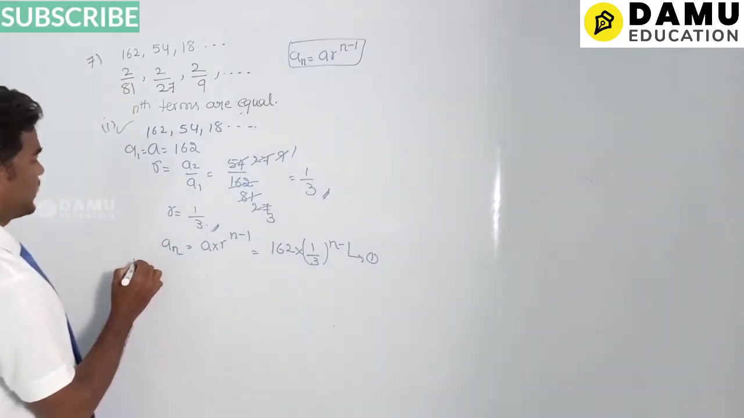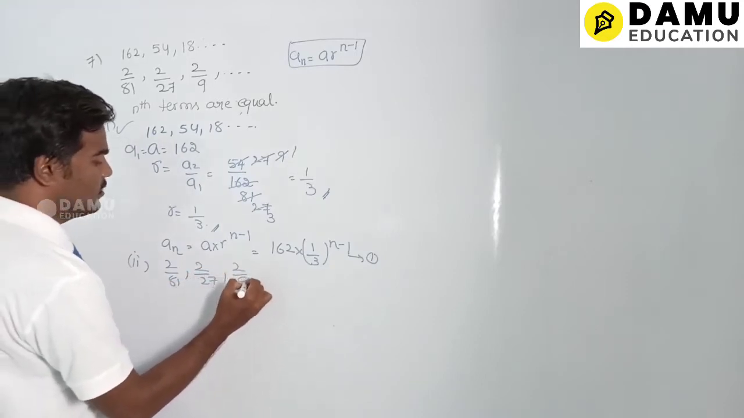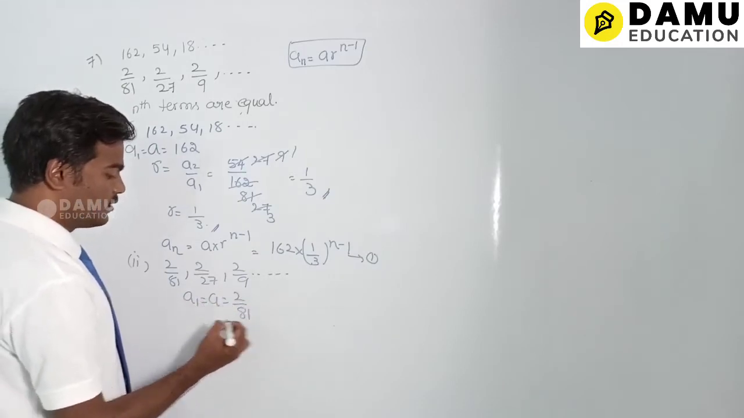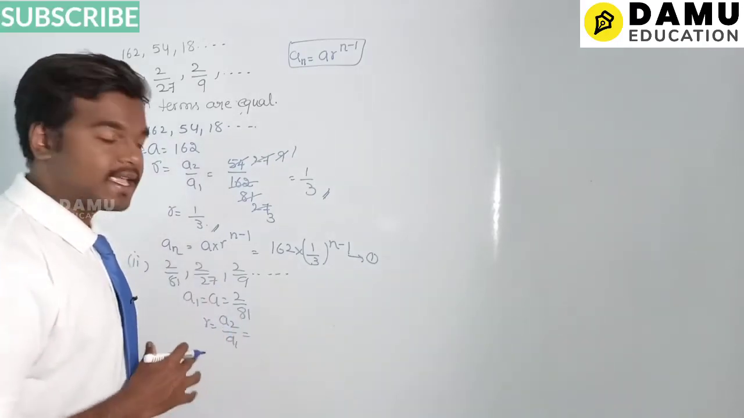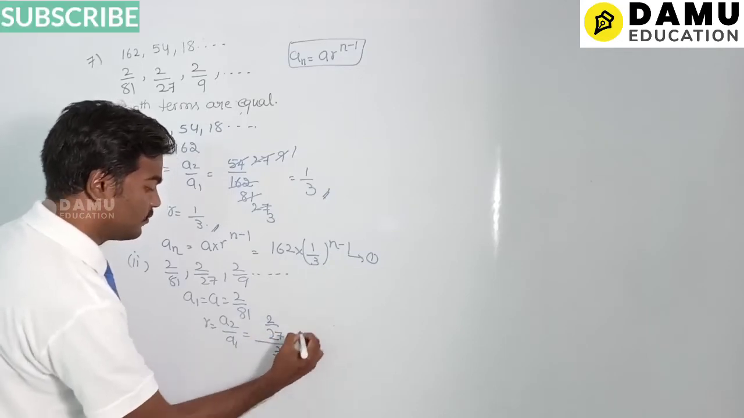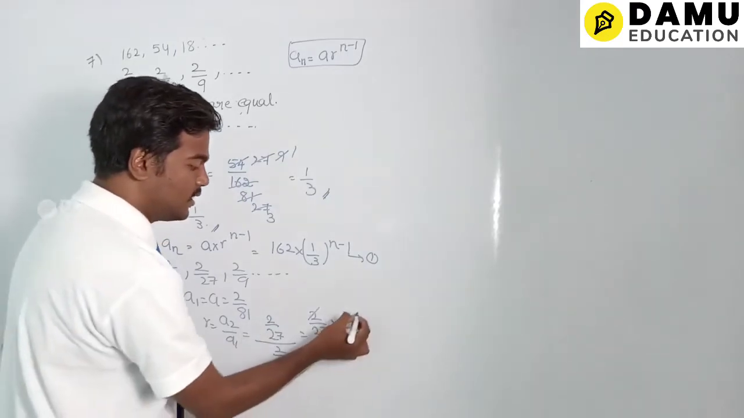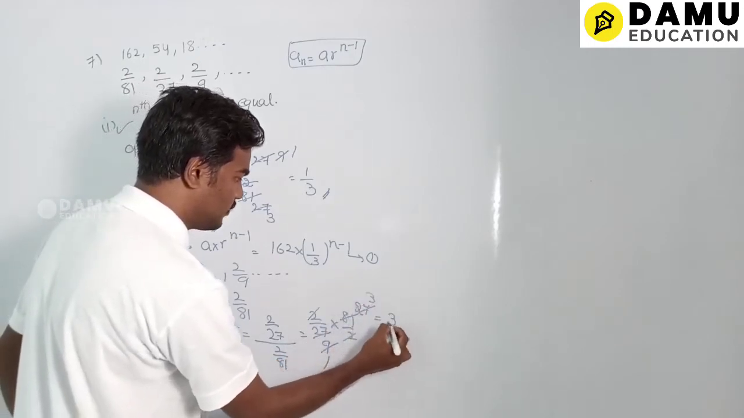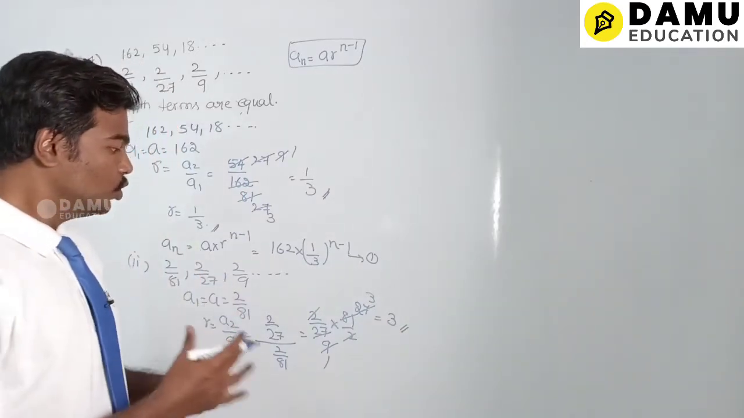The second series is 2 by 81, then 2 by 27, 2 by 9 and so on. Here A1 equals 2 by 81. The common ratio R is A2 by A1, so A2 is 2 by 27 divided by 2 by 81, that is 2 by 27 into 81 by 2. Simplifying, 9 1s are 9, 9 3s are 27, so we get 3 as the common ratio for the second series.